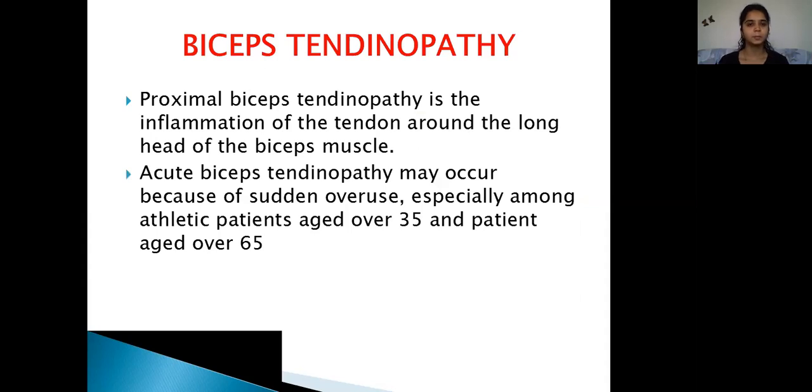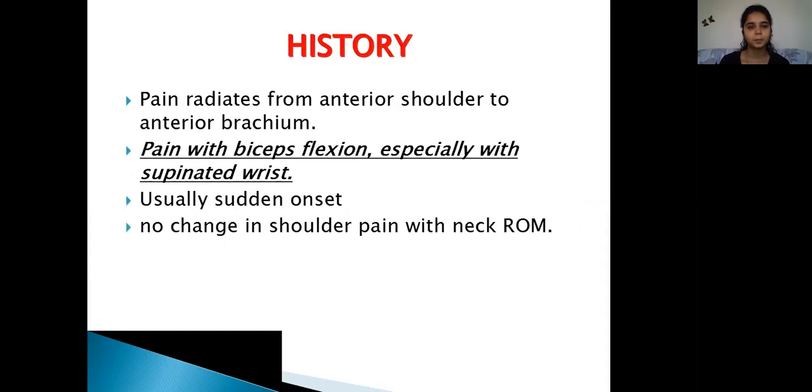Biceps tendinopathy. Proximal biceps tendinopathy is the inflammation of the tendon around the long head of the biceps muscle. Acute biceps tendinopathy may occur because of sudden overuse. It's mostly seen between 35 to 65 years of age. Patient will always come with a history where his pain is radiating from the anterior shoulder to the anterior brachium.